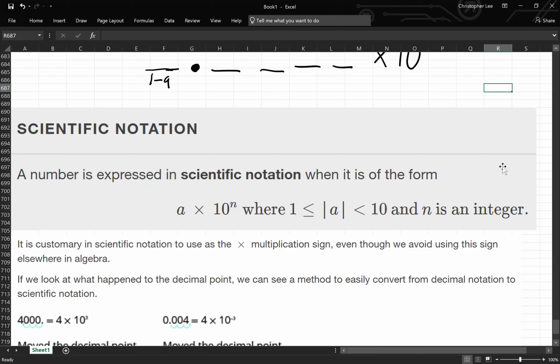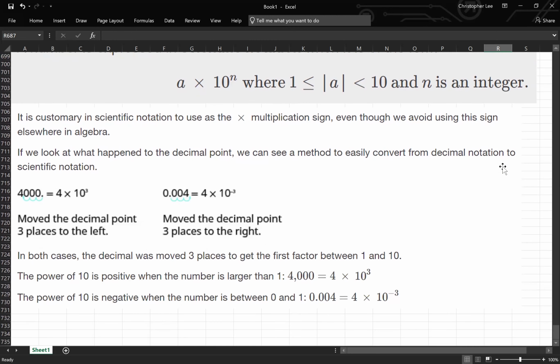So that's when I'm taking a large number and making it into scientific notation: move the decimal to the left. If I have a small number, something really small, and I want to write that in scientific notation, I move the decimal place over to the right. So you see, I move the decimal place over 3 spaces, and that's how I get 4 times 10 to the negative third power.